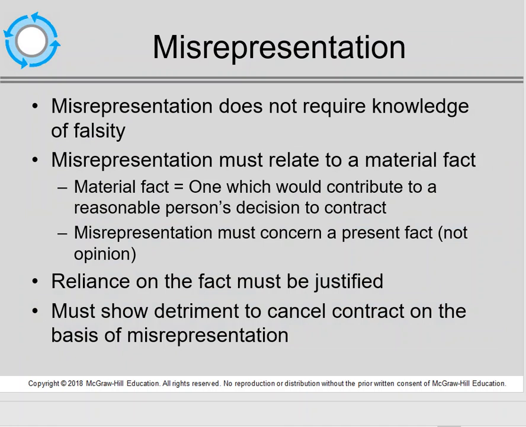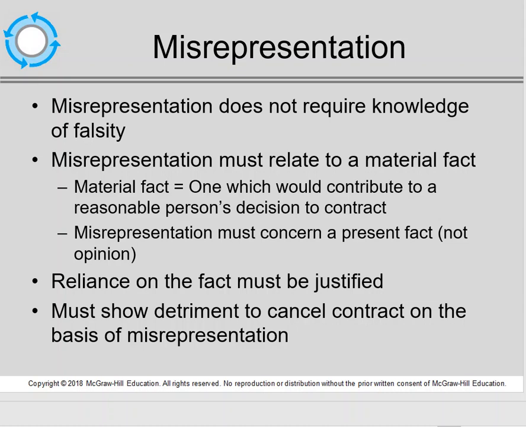The first one I want to talk about is non-fraudulent misrepresentation. I know it says misrepresentation on the slide, but I want you to know it's non-fraudulent misrepresentation. Let me give you the definition of misrepresentation. Misrepresentation occurs when one of the parties to a contract created in the mind of the other party a mistaken impression about an important fact or facts concerning the subject of the contract.